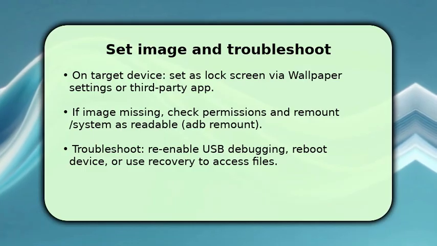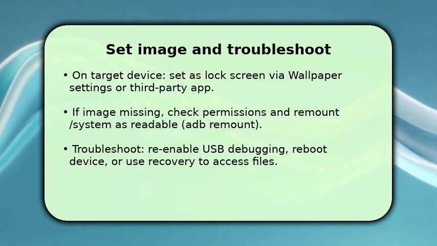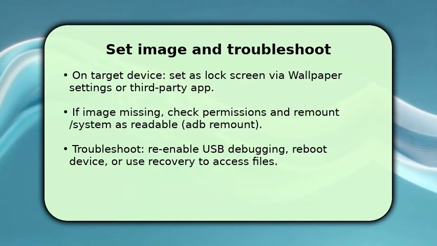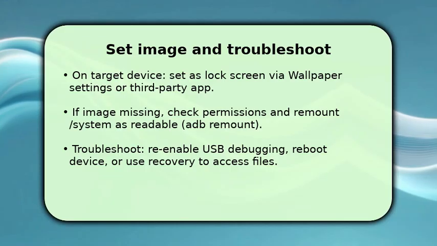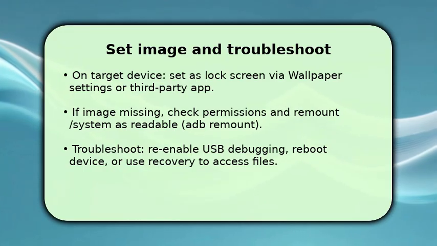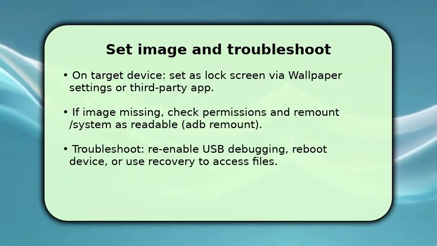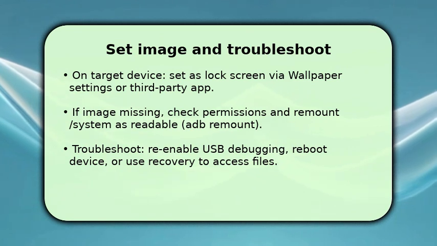If the file didn't appear, remount the file system read/write via an ADB remount or verify file permissions and ownership. If access still fails, reboot both devices and retry USB debugging consent. As a single troubleshooting tip, if the image remains inaccessible, boot into recovery or use root/file manager with elevated permissions to retrieve the file.